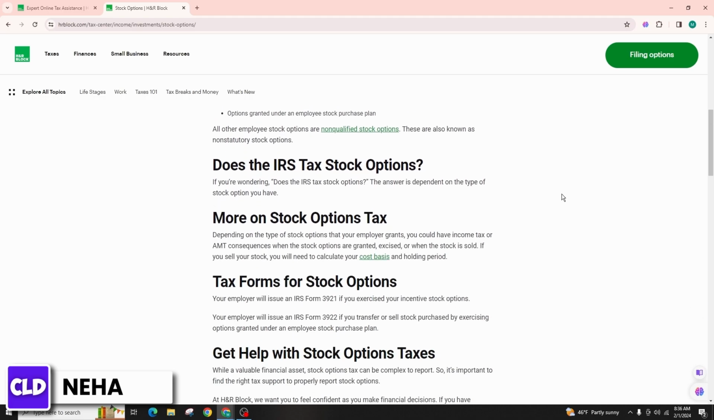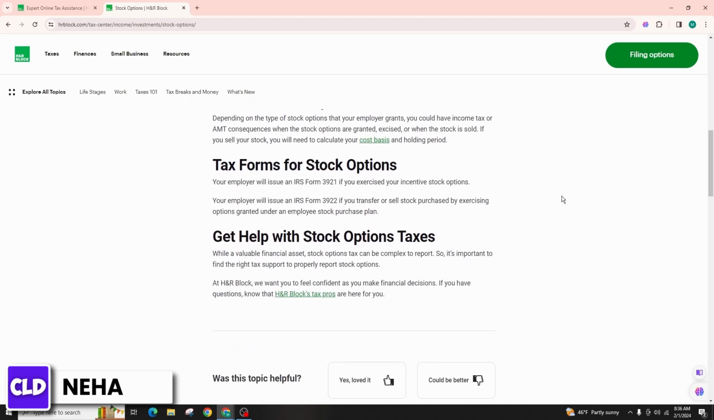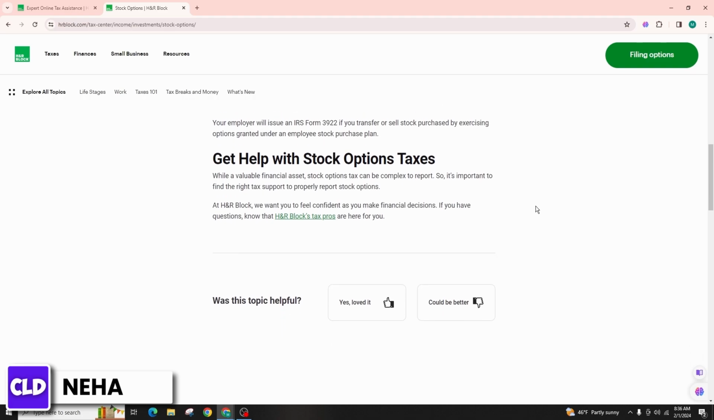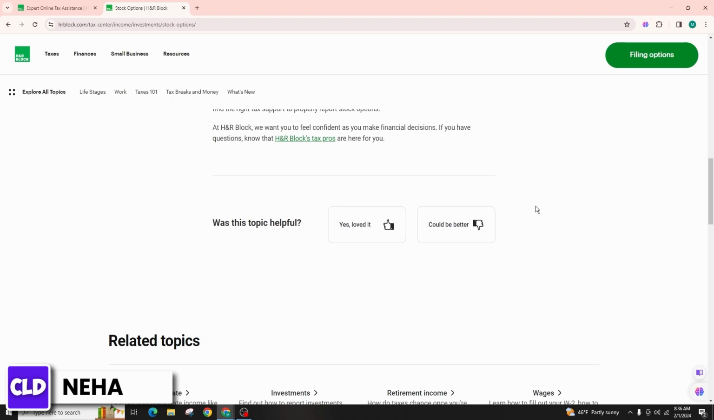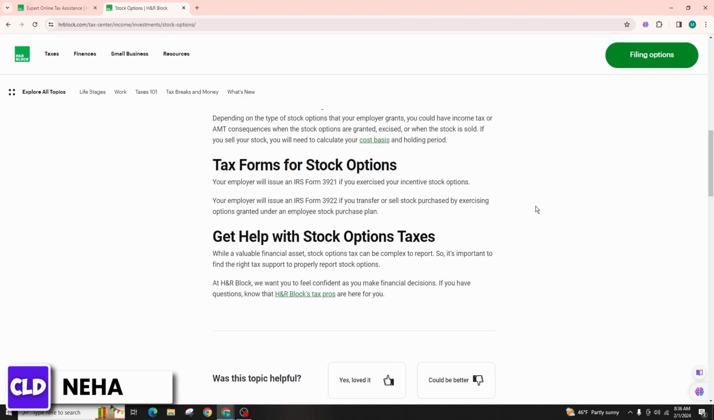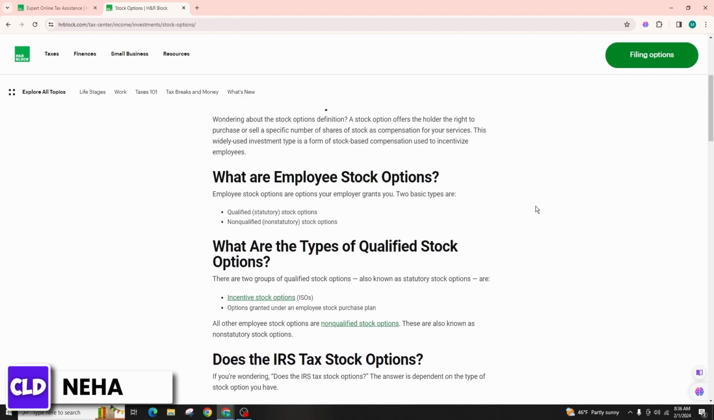Then after, retain copies of all the documents related to your ESPP transactions, including Form 1099-B and any other statements or records provided by your brokerage or financial institution. These documents may be needed for future reference in the event of an IRS inquiry.